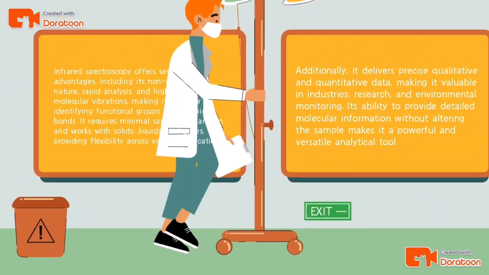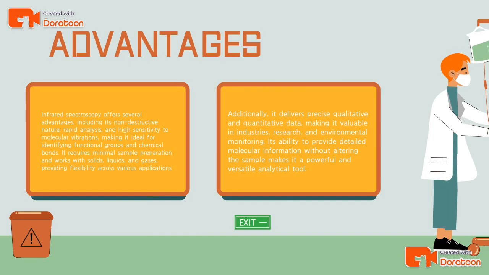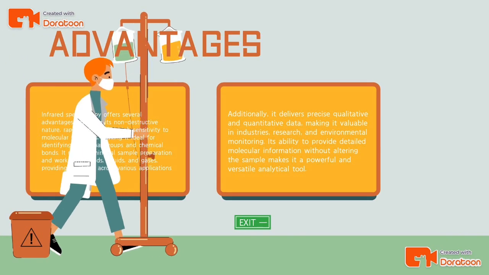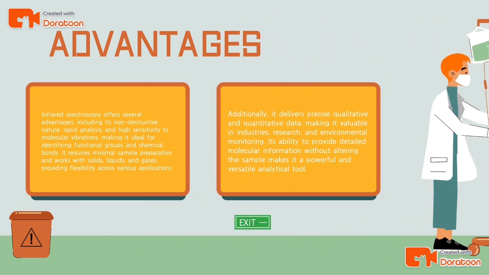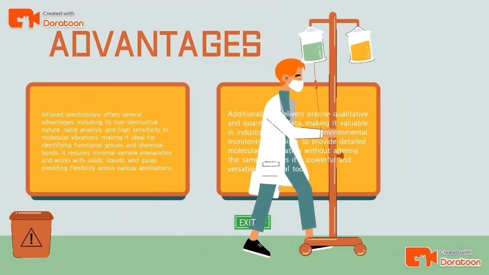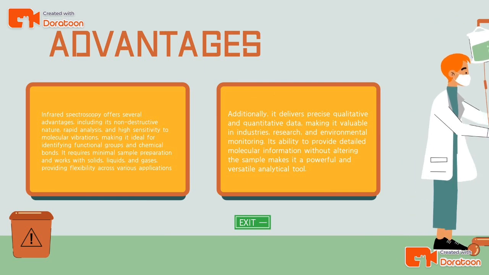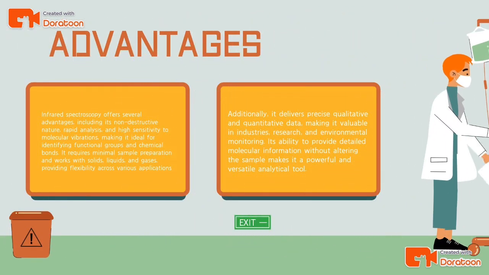Infrared spectroscopy offers several advantages, including its non-destructive nature, rapid analysis, and high sensitivity to molecular vibrations, making it ideal for identifying functional groups and chemical bonds. It requires minimal sample preparation and works with solids, liquids, and gases, providing flexibility across various applications. Additionally, it delivers precise qualitative and quantitative data, making it valuable in industries, research, and environmental monitoring. Its ability to provide detailed molecular information without altering the sample makes it a powerful and versatile analytical tool.